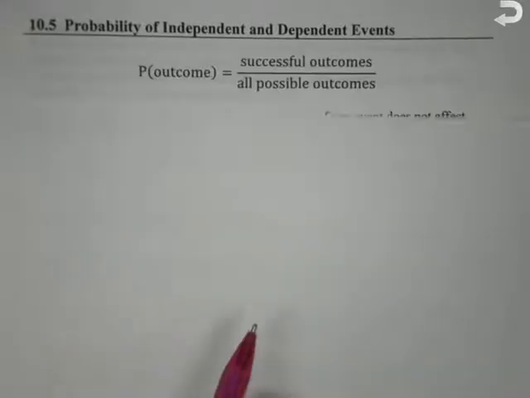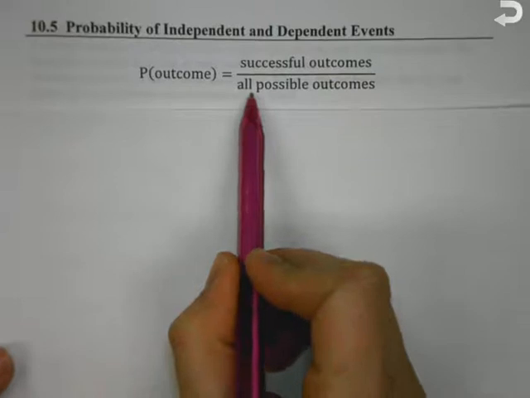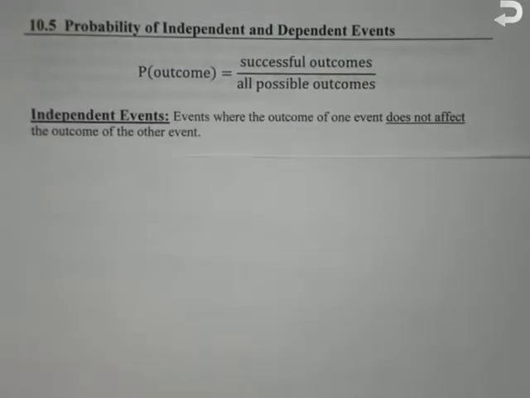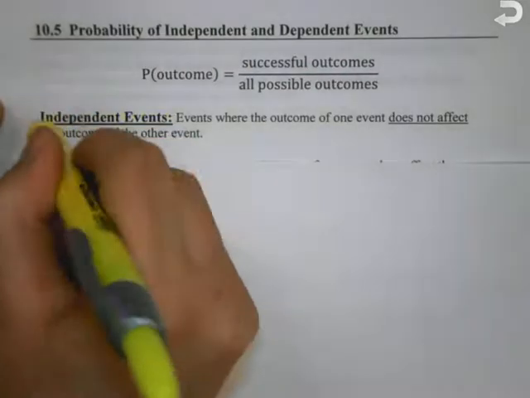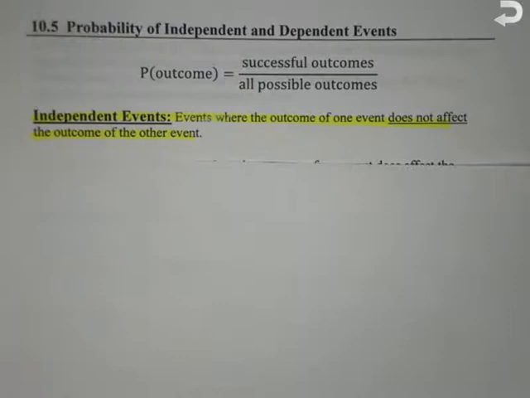So 10.5, we're going to look at probability of independent and dependent events. At the top is the probability general formula, right? Your successful outcomes over all possible outcomes. We have this one already. But I do want to define independent and dependent events for you. So independent events are events where one outcome does not affect the other event.